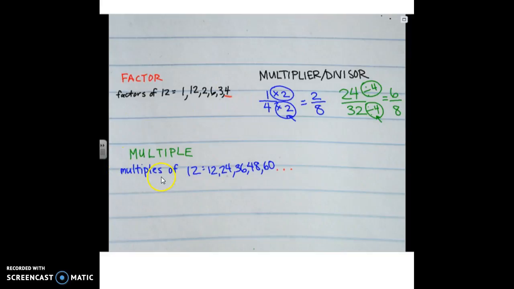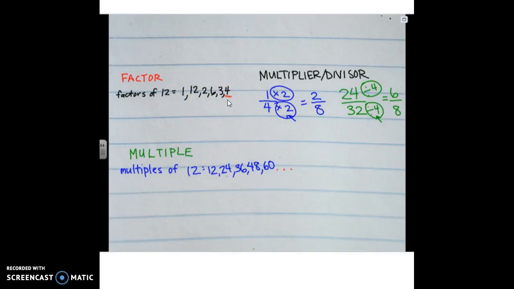We also have talked about multiples. Multiples are when you multiply a whole number times a number. So in this case, you'll notice all the factors have to be 12 or smaller. All the multiples have to be 12 or higher because you're multiplying 12 by another whole number. 12 times 1 is 12, 12 times 2, 24, 12 times 3, 36, 12 times 4, 48, 12 times 5, 60, and so on. You could have infinitely many multiples of a number, but you only have a certain number of factors of a number.